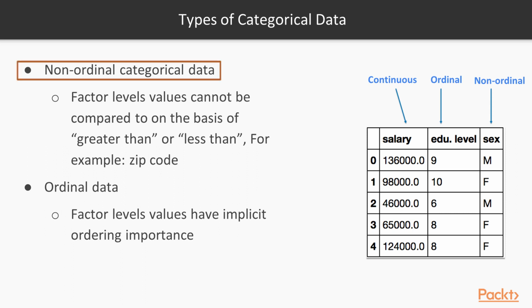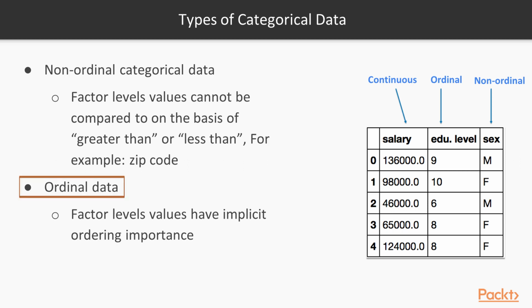Non-ordinal categorical data has no natural ordering of factor levels. For instance, zip code or biological sex. It would not make sense to assert that 75001 is less than 77852, for instance, though it may be true in the numerical sense, because it's categorical.